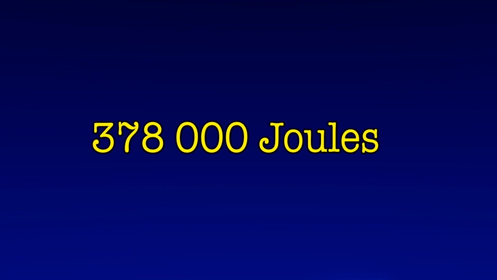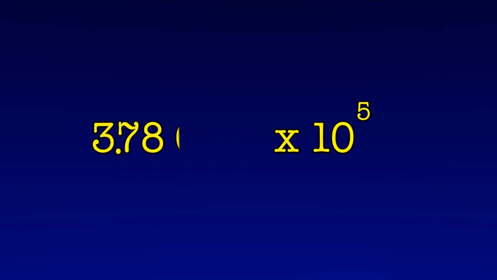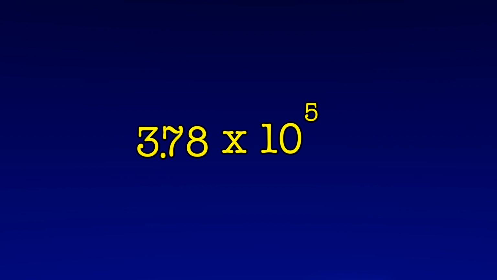Now, if we write that out in scientific notation, it is 3.78 times 10 to the power of 5 joules. To summarize, if an object has energy, then the object can do work by transferring that energy to another object. This leads to the definition of energy. Energy is the ability to do work.